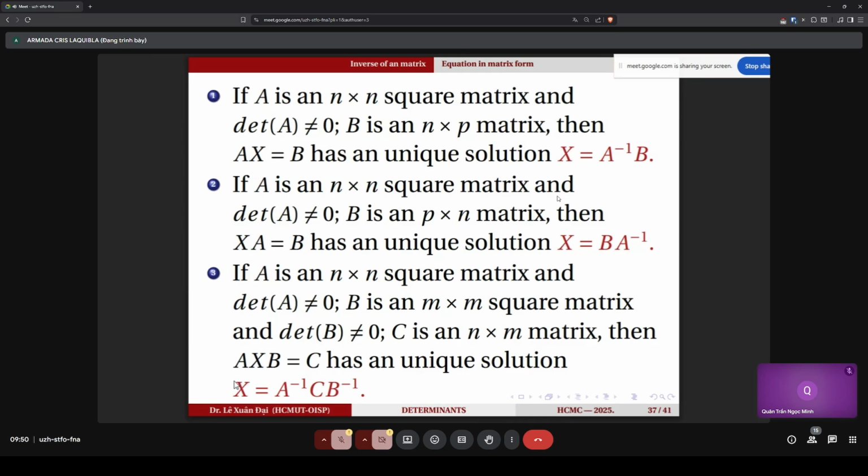And the last part, you have AXB equals C. Your A is at the left side, so multiply that A inverse. A inverse is also multiplied to C at the left side. Your B is at the right side, so multiply that with B inverse. So it becomes X is equal to A inverse C B inverse.